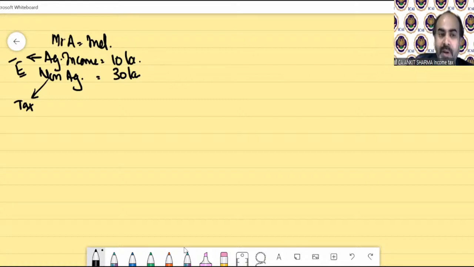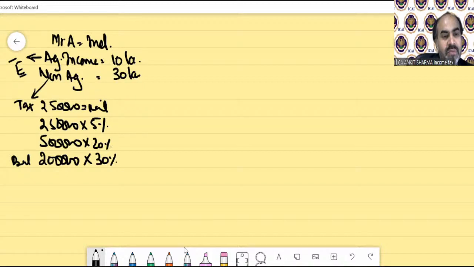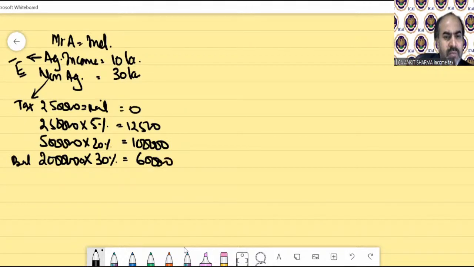Up to 2,50,000 is exempted, of course. In this case, the balance 2,50,000 is taxable at the rate of 5%. Then the balance 5 lakh is taxed at the rate of 20%. So out of this 30 lakh, 10 lakh is covered, and the balance 20 lakh rupees is taxable at the rate of 30%. So the tax will be 0, 12,500, then 1 lakh, and then 6 lakh. The tax will be 7 lakh 12,500.